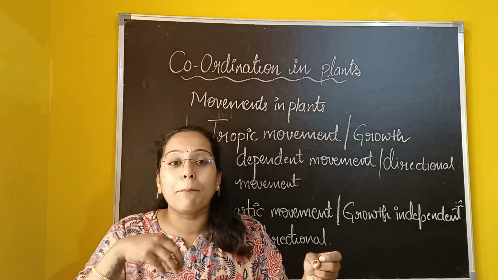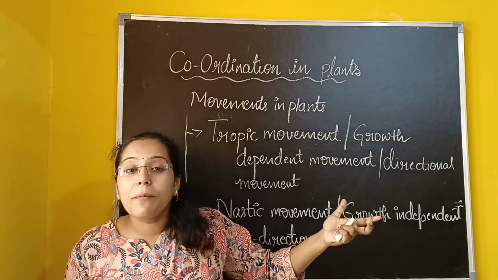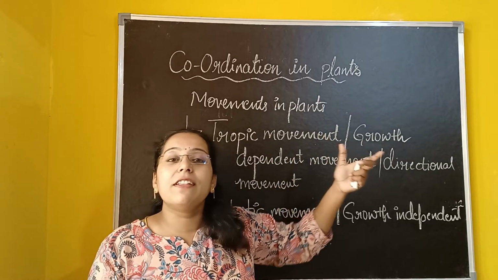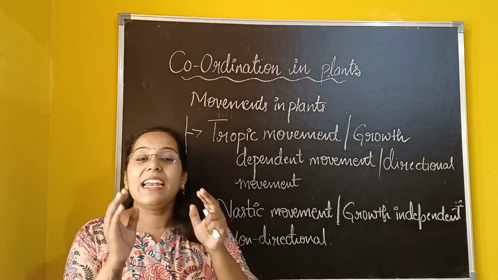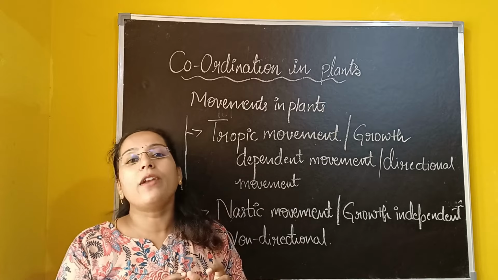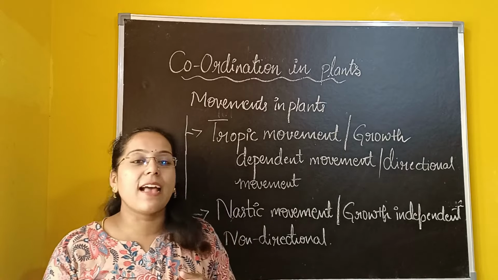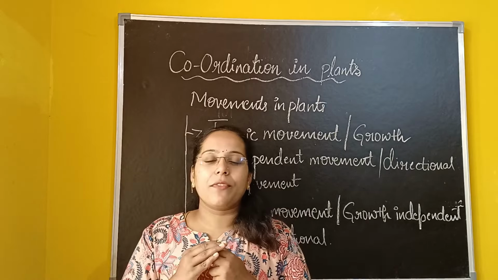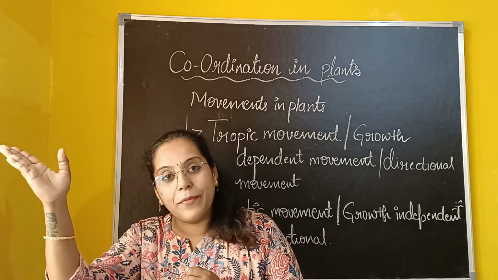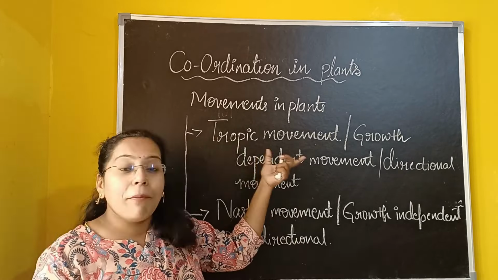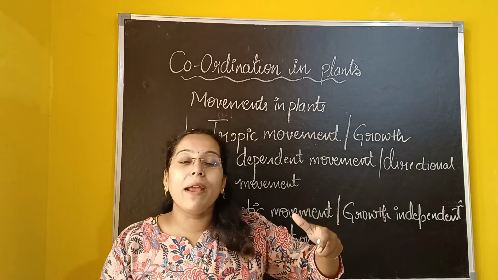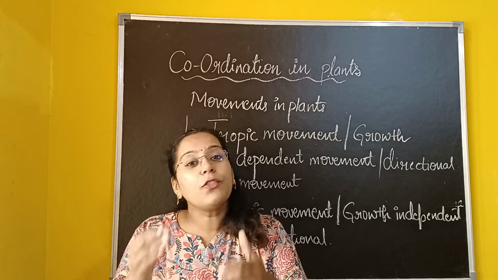So let me first complete this. What is tropic movement? Tropic movement is nothing but movement of a plant with response to a stimulus. And this stimulus is also directly supporting the growth of the plant. For example, if the stimulus is light, the plant will grow towards the light. Hence, tropic movement is also a growth-dependent movement. Tropic movement can be called a growth-dependent movement.